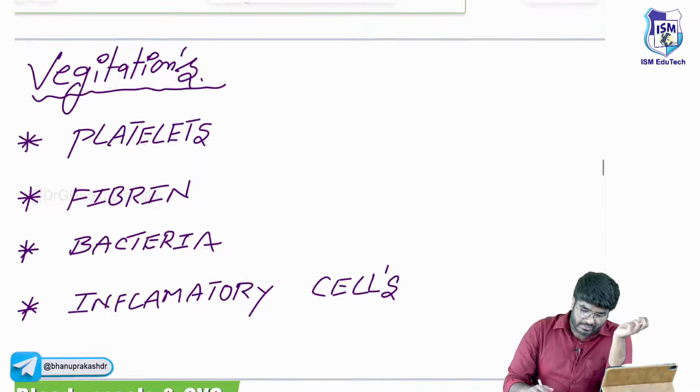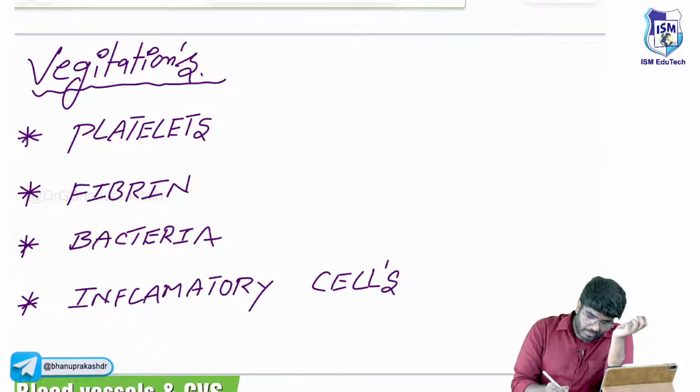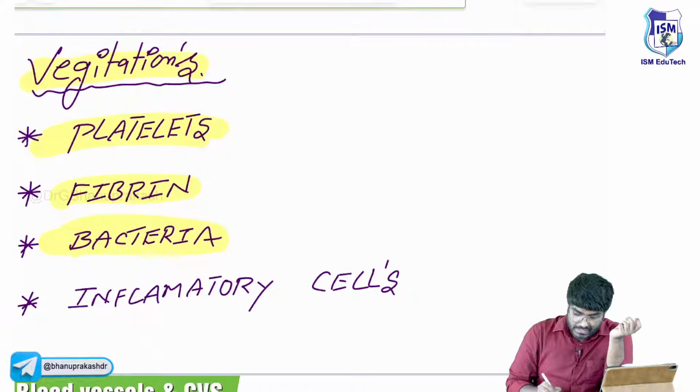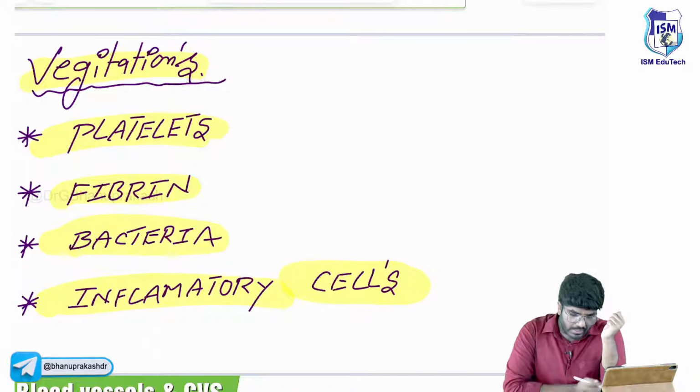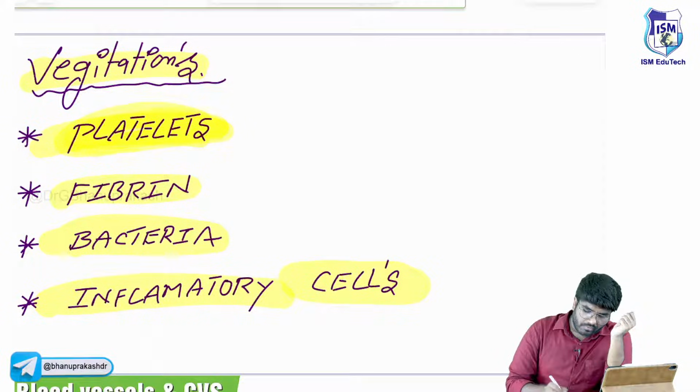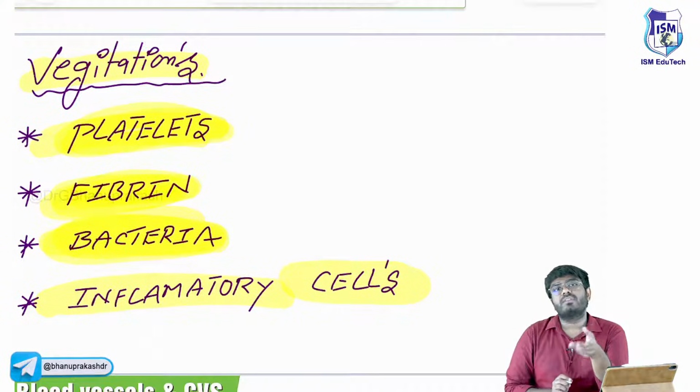They will ask you in your exam, the vegetations are made up of what? The vegetations are made up of platelets, fibrin, bacteria and some inflammatory cells, like T lymphocytes, B lymphocytes, the plasma cells. So vegetations are made up of platelets, fibrin, bacteria. So these vegetations are septic vegetations.